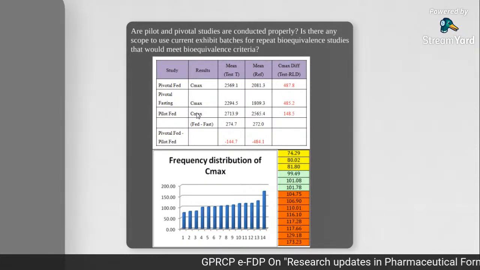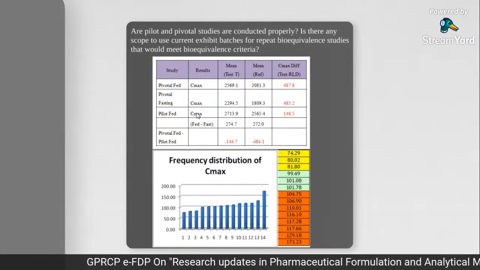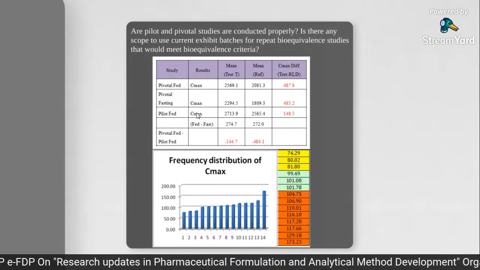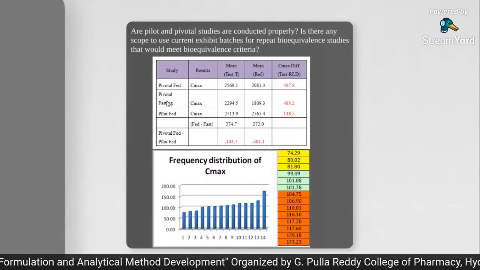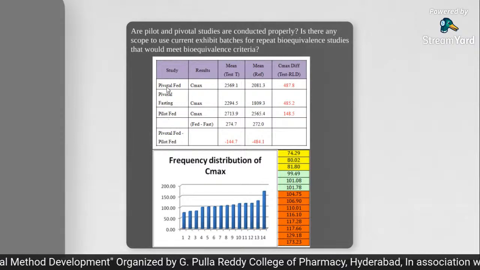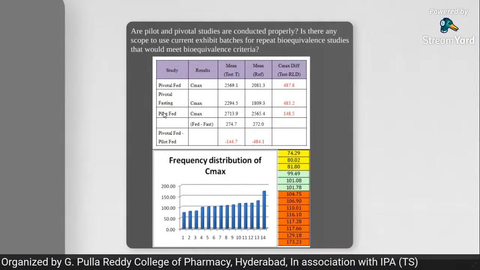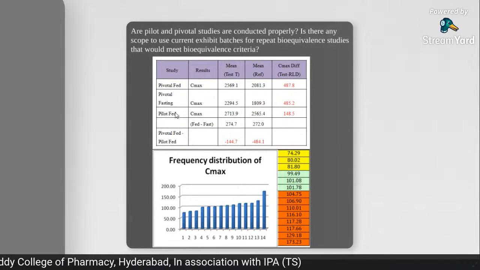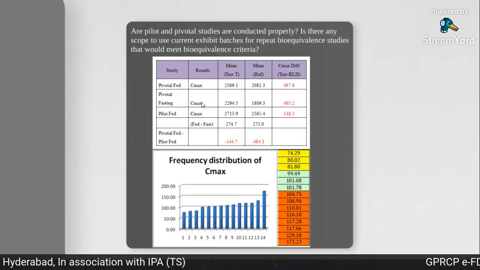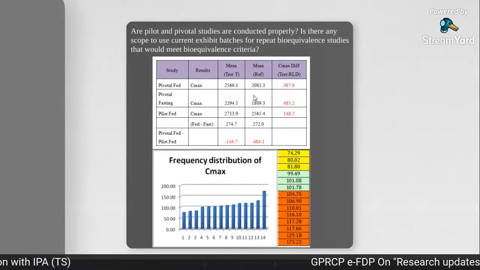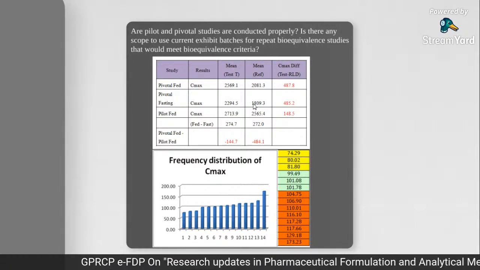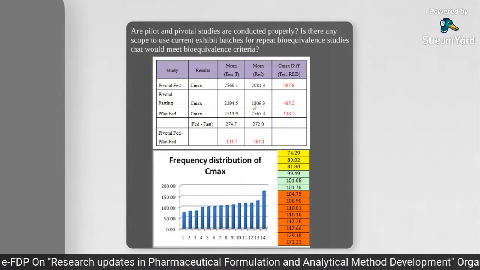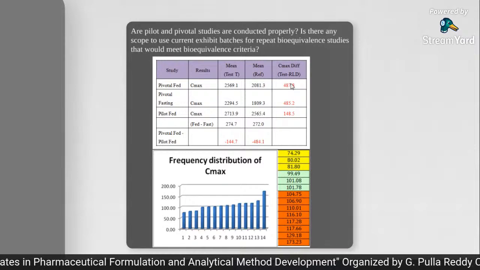In pilot, remember, we have done only the fed study, but in pivotal we have done both fed and fasting. So here there is pivotal fasting, pivotal fed, and pilot fed only. These are three Cmax values of test and three Cmax values of reference. It takes more time to grasp and understand very critically, but I'll tell you the main crux.